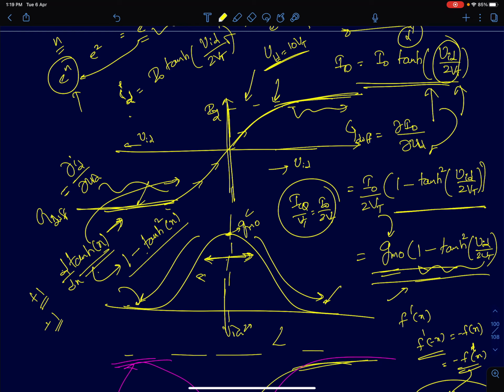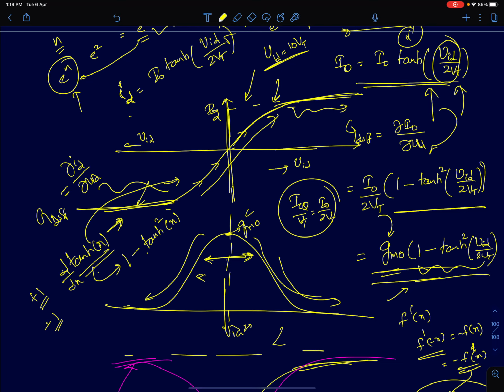So now I'll just try to plot mathematically. What I'm trying to show is that your GM is maximum at this point and it decreases after that. Because your slope is going to go to 0 eventually, it's a continuous function and it's monotonically increasing here from minus infinity to plus infinity. And I can say that the slope will again decrease on either side to 0.